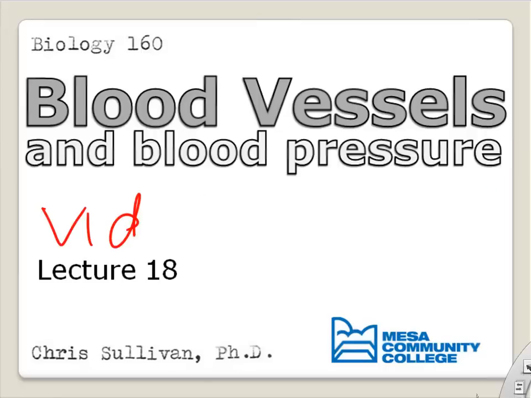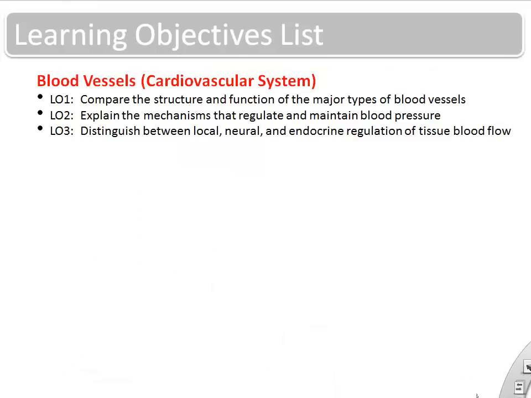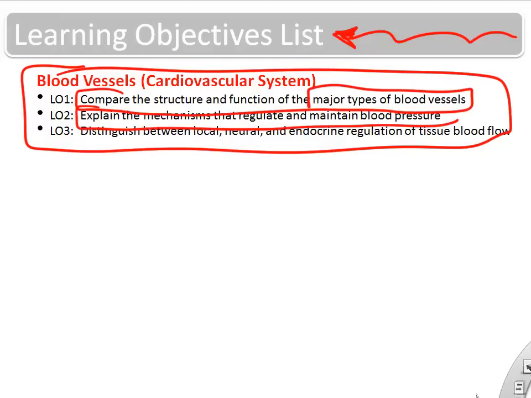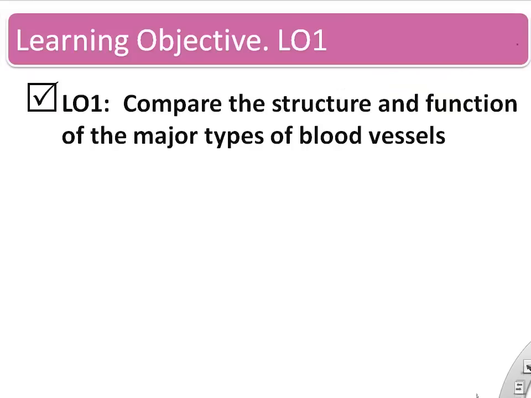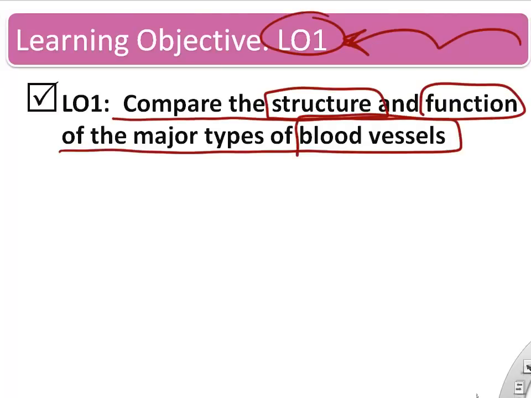This video is going to cover blood vessels and regulation of arterial blood pressure. The learning objectives that we'll cover include the types of blood vessels, regulation of blood pressure, and also regulation of tissue blood flow or tissue perfusion. So let's start with the structure and function of the major types of blood vessels in the body.